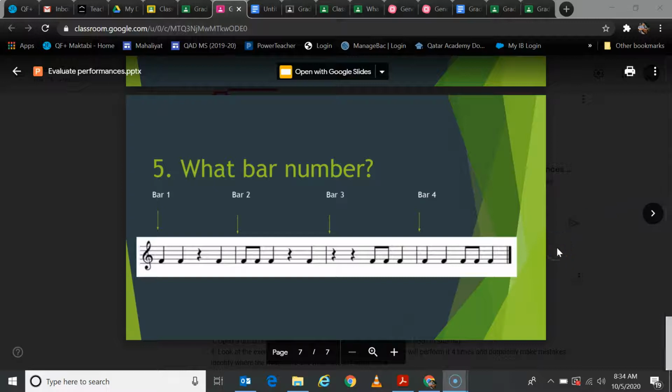For example, let's say that someone clapped on this particular exercise something like this. 1 and 2 and 3 and 4 and 1 and 2 and 3 and 4 and 1 and 2 and 3 and 4 and 1 and 2 and 3 and 4 and.